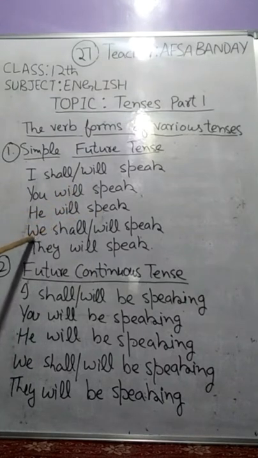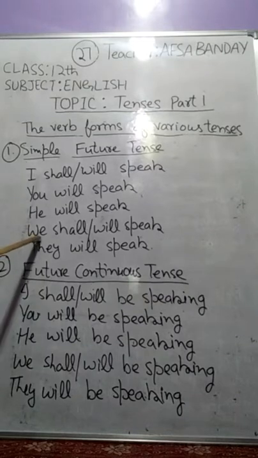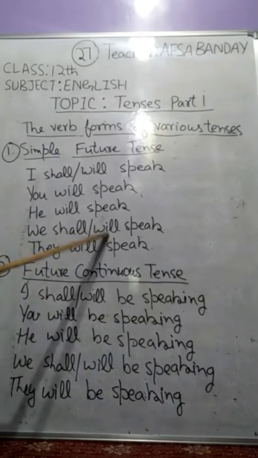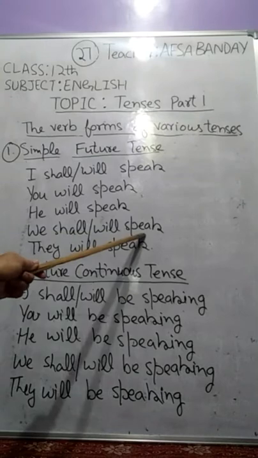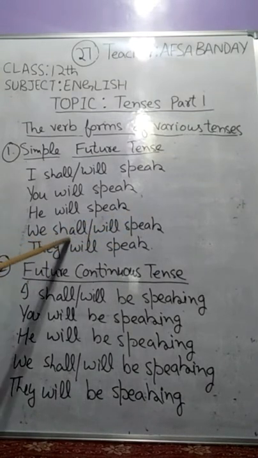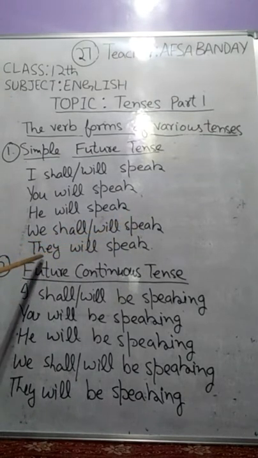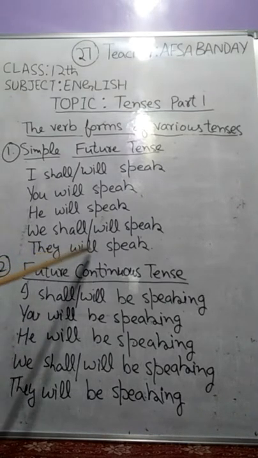With we, it's first person plural pronoun, we use shall and also will plus base form of the verb. So we say we shall or will speak. And third person plural pronoun, that is they, we use will, they will speak.